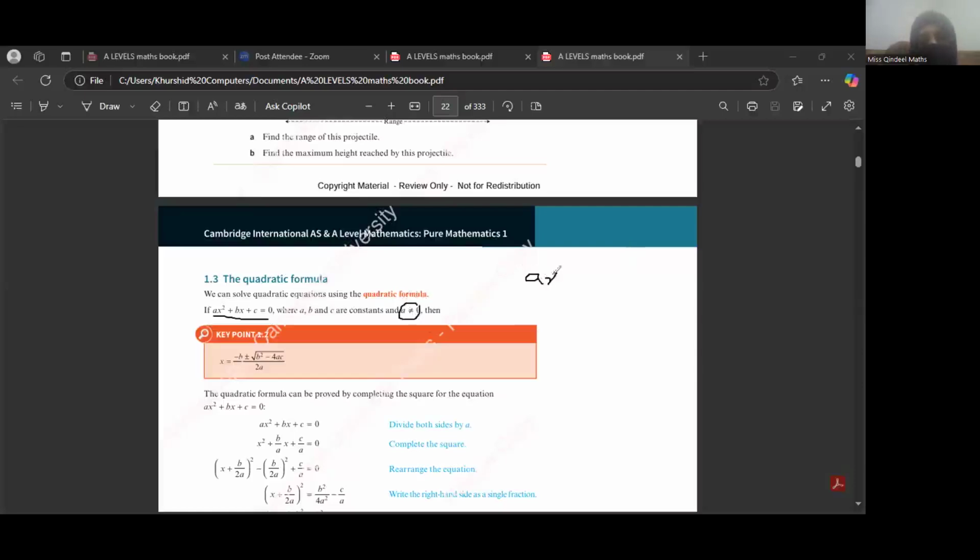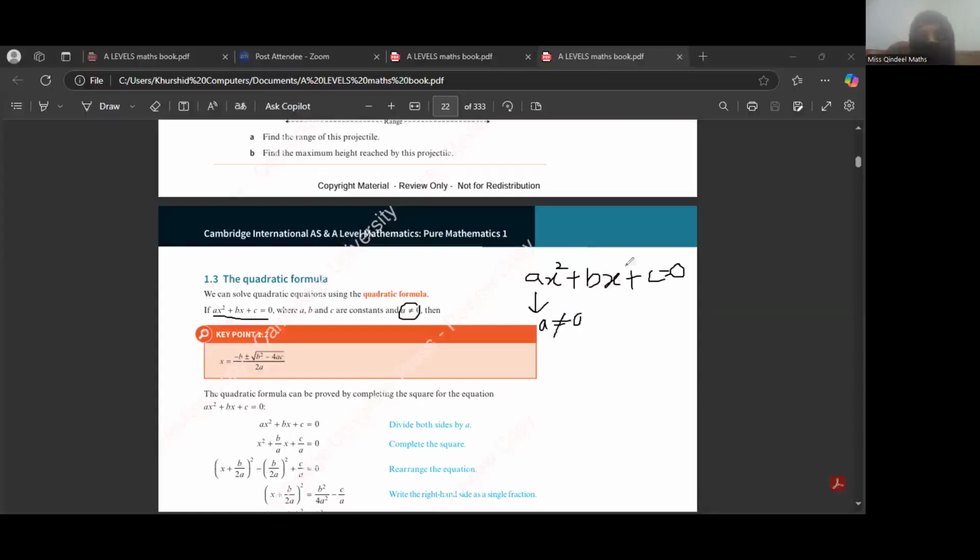So if I write the quadratic equation over there, ax² + bx + c = 0, this is the quadratic equation that I write over here. I mentioned that there is a strict condition that a is not equal to 0. This is the condition.